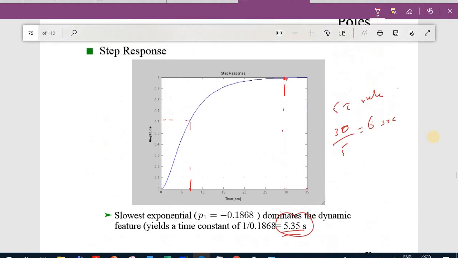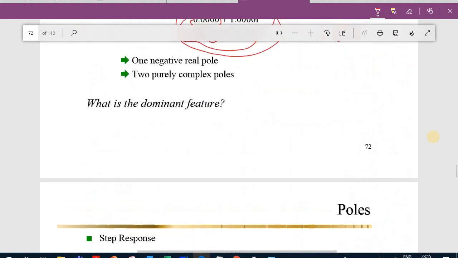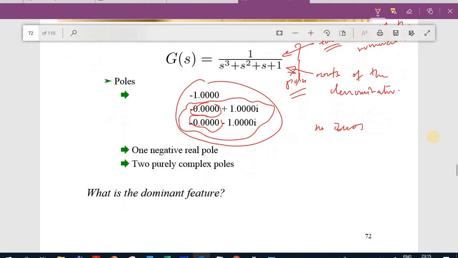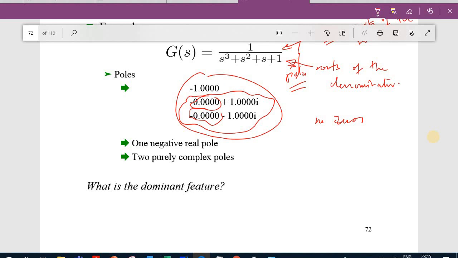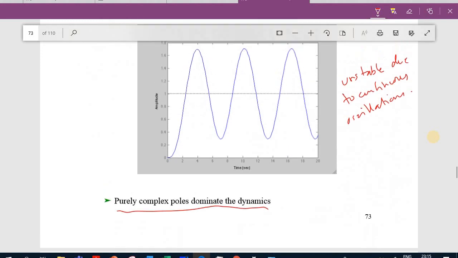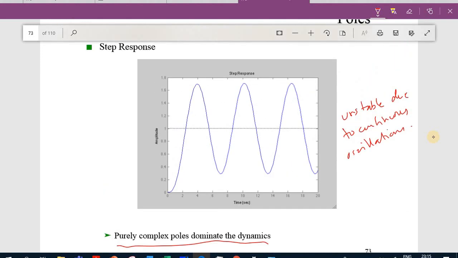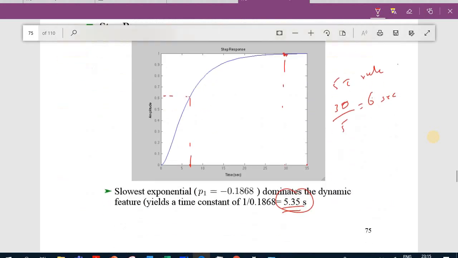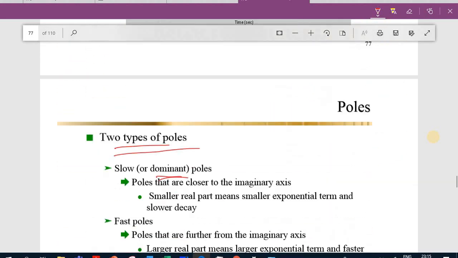If you can recall the example here, we had three poles, sorry. This one is plus 1 and minus 1, and this is minus 1. All of them are standing at a certain location: this is minus 1, and then there's one standing here and another standing here. The ones standing on the imaginary axis will be very dominant, and that's why it's appearing directly as oscillation. So the dominant ones are the ones closer to the imaginary axis.